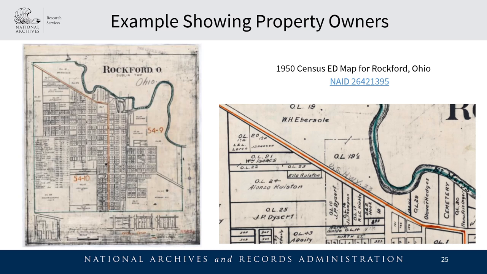Sometimes with these enumeration district maps, you can get really lucky, and a map will list the property or business owners in a particular community. This can be a great resource for genealogy, showing who owns specific properties at the time the map was created, such as you can see on this map of Rockford, Ohio.